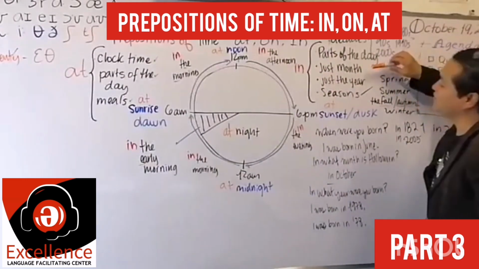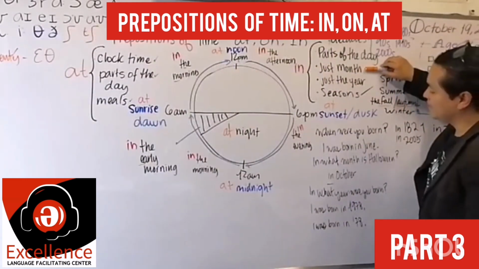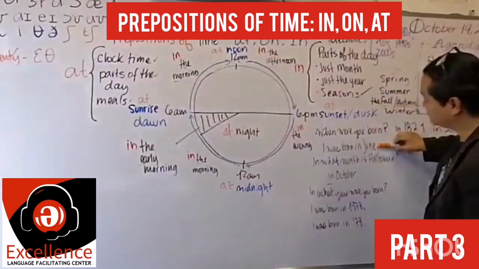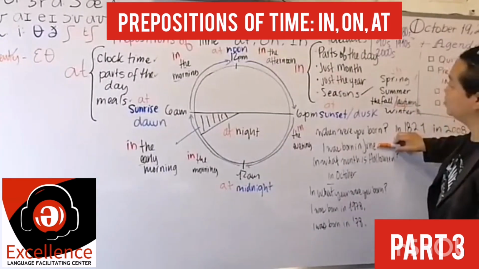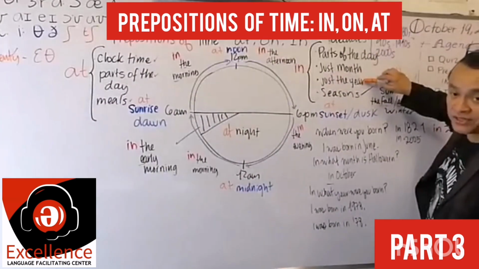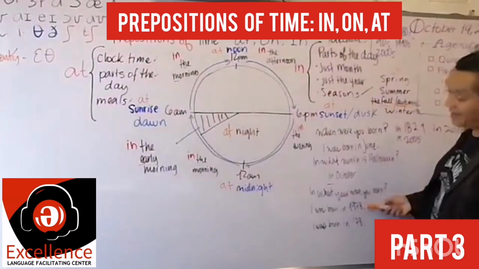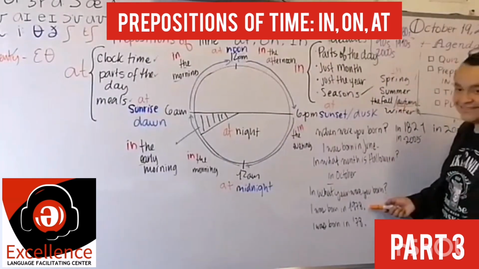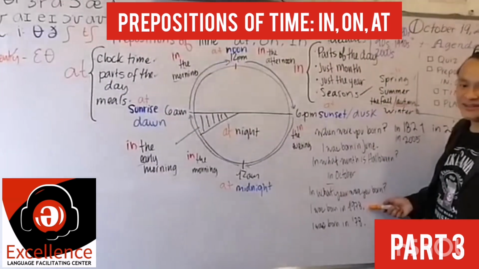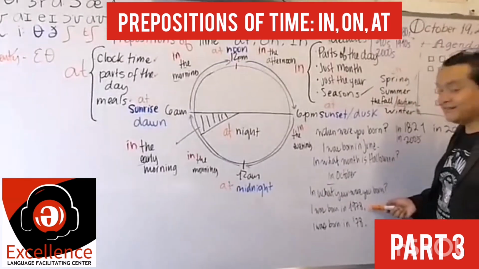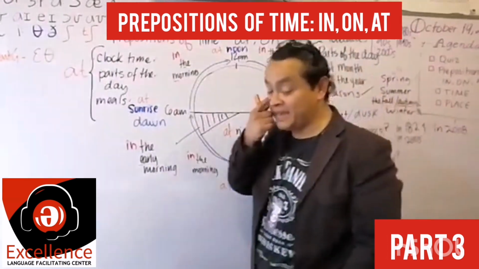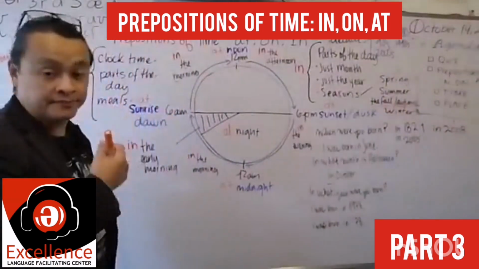We also use in for what? Just a month. For example, in June. Or we can use it for just a year. So we say in 1978. Thank you very much. Wow, that looks really good. Thank you, Sam. In 1978. Or we can use '78.